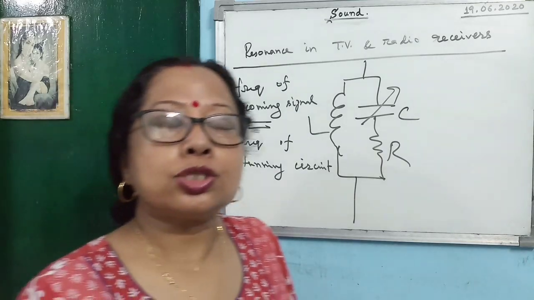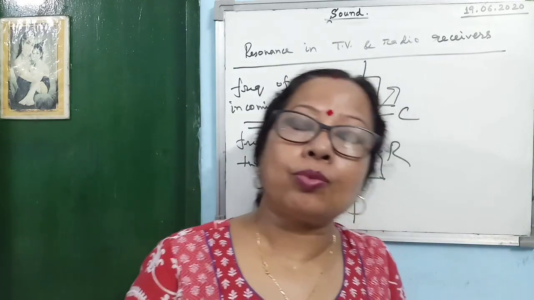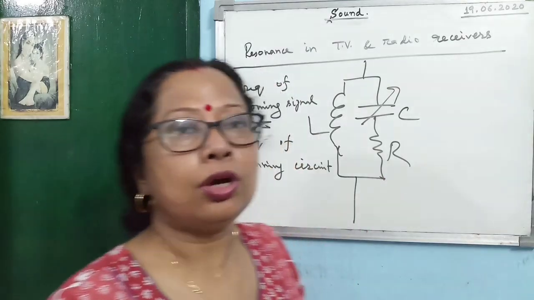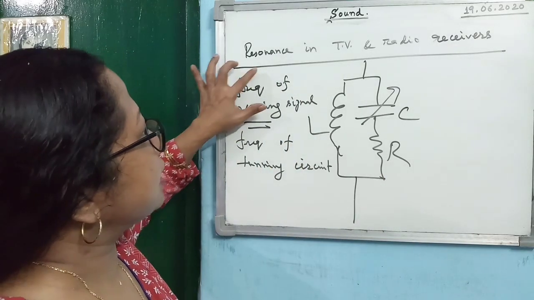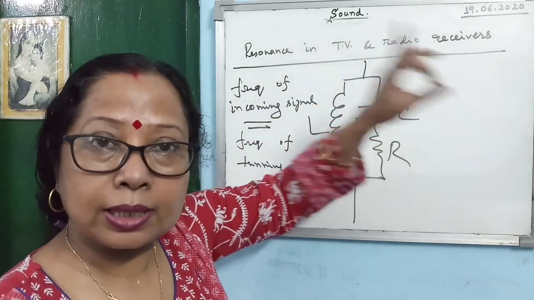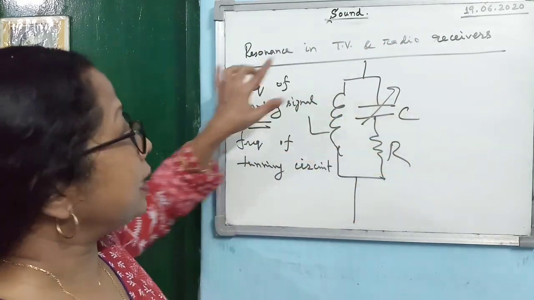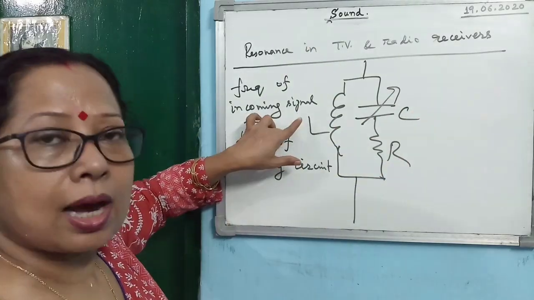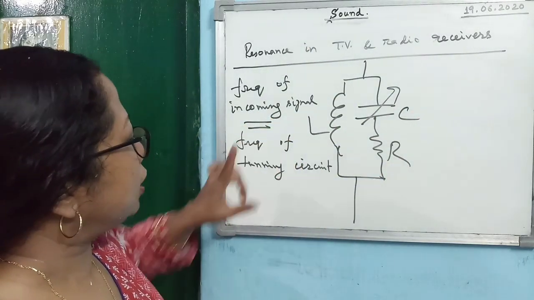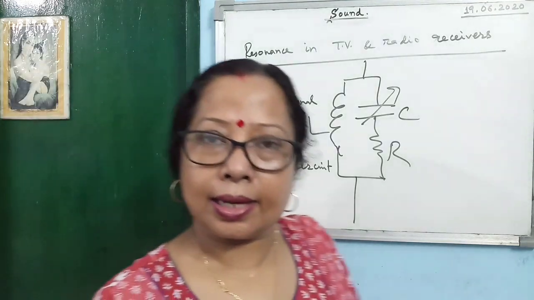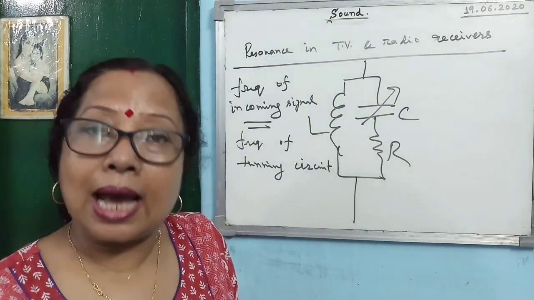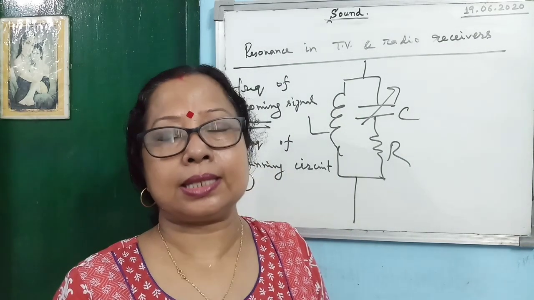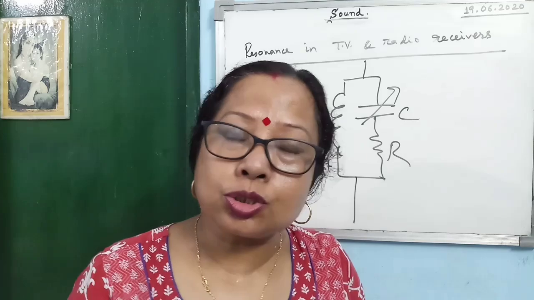Is that clear? So how to write down the answer, what are the important keywords you have to write in the exam? That resonance will take place, so the term resonance should be there. Resonance will take place when the frequency of the incoming signal becomes equal to the frequency of the tuning circuit. Then the receiver circuit will receive that particular signal and pass through it.